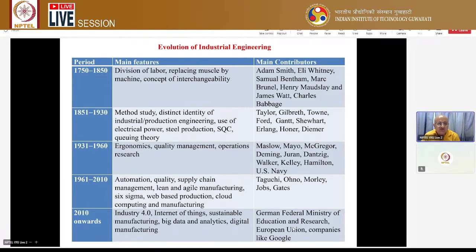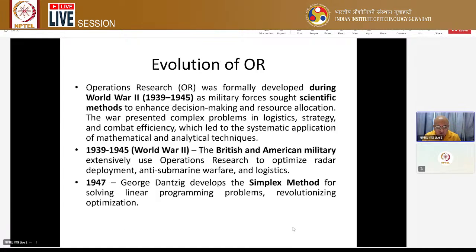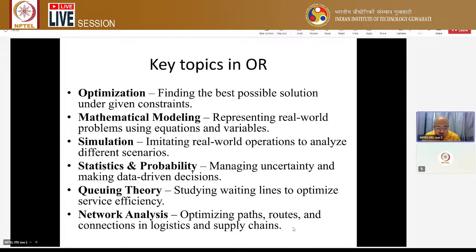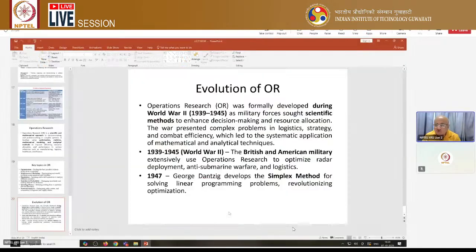So era-wise: first the division of labor, 1750 to 1850, then 1851 to 1930, then 1931 to 1960, 1961 to 2010 onwards, Industry 4.0. And then we talked about operations research. Actually, operations research became popular in 1931 to 1960. That era. And for operations research, we have already covered 25 lectures, from lecture 31 to 55. And we talked about the key topics in operations research: optimization, simulation, game theory, network analysis, all those types of things.